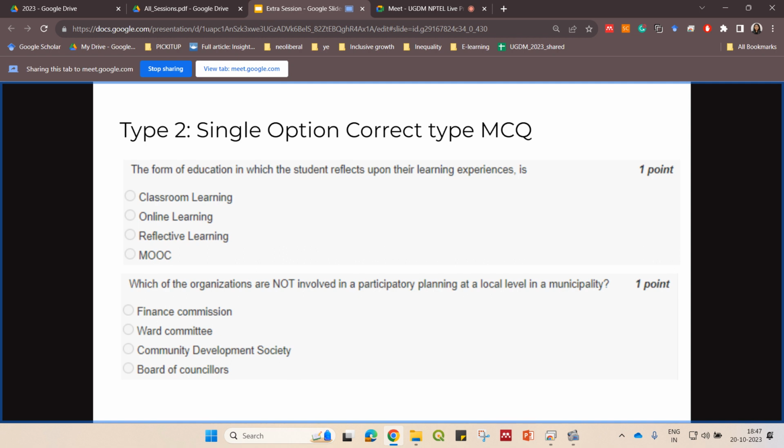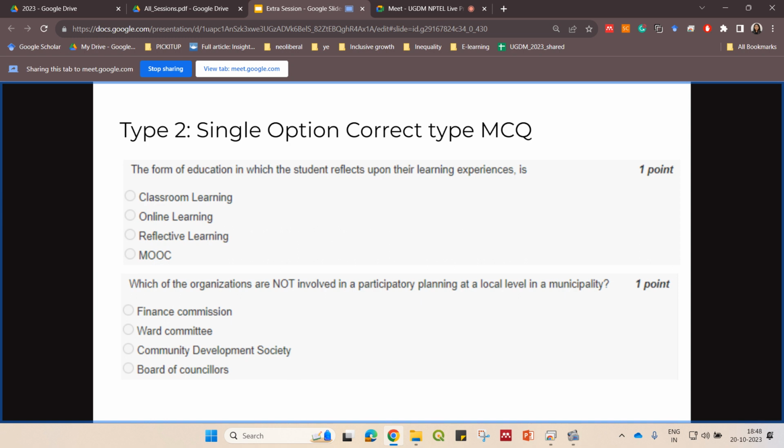So, in this type of question, for example, the form of education in which the student reflects upon their learning experience is what? And you have four options, and only one among these four options is the correct answer for this question. For example, in this question, reflective learning is the correct answer, and it is the only correct answer. Classroom learning is not a learning experience in which a student reflects upon their experience. It's a learning experience in which there is a teacher or an instructor, and then there are learners or students.